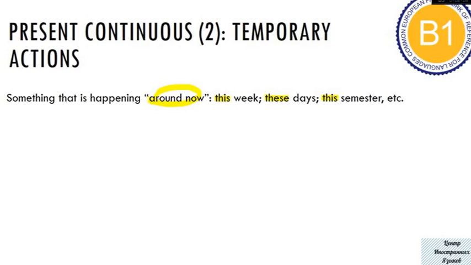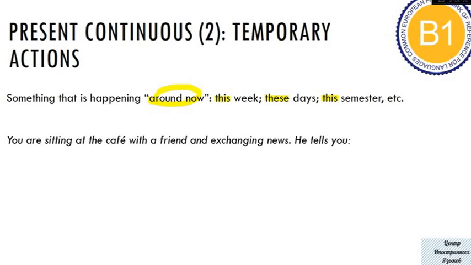As you have noticed, we have to use this or these to show that this moment is around now. So, let me give you an example. You're sitting at a cafe with a friend and exchanging news. Suddenly he tells you, "You know, I'm looking for a new job this month." Look, he's using "I'm looking for a new job." He's using present continuous. And also, he is using "this month" to show that this action is happening around now.